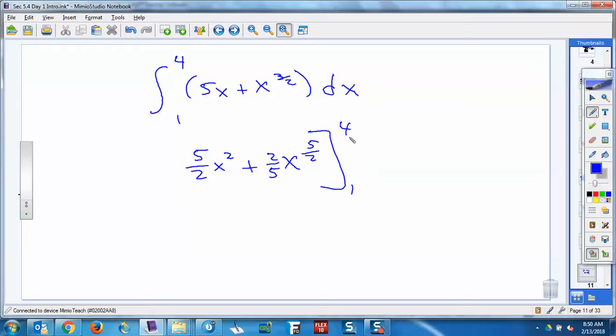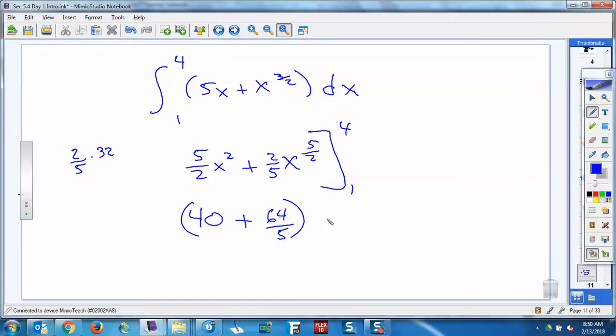Now remember, tomorrow's going to be no calculator, but these all work out pretty nice. So 4 squared is 16, so 5/2 times 16, the 2 cancels, 16 is 8, 8 times 5 is 40. Okay, plus put a 4 in here. Do this first. The bottom number means what? Square root. So put a 4 in here. The square root of 4 is 2. 2 to the 5th is 32. We get 2/5 times 32. That's not a lot of fun, but that's 64/5.